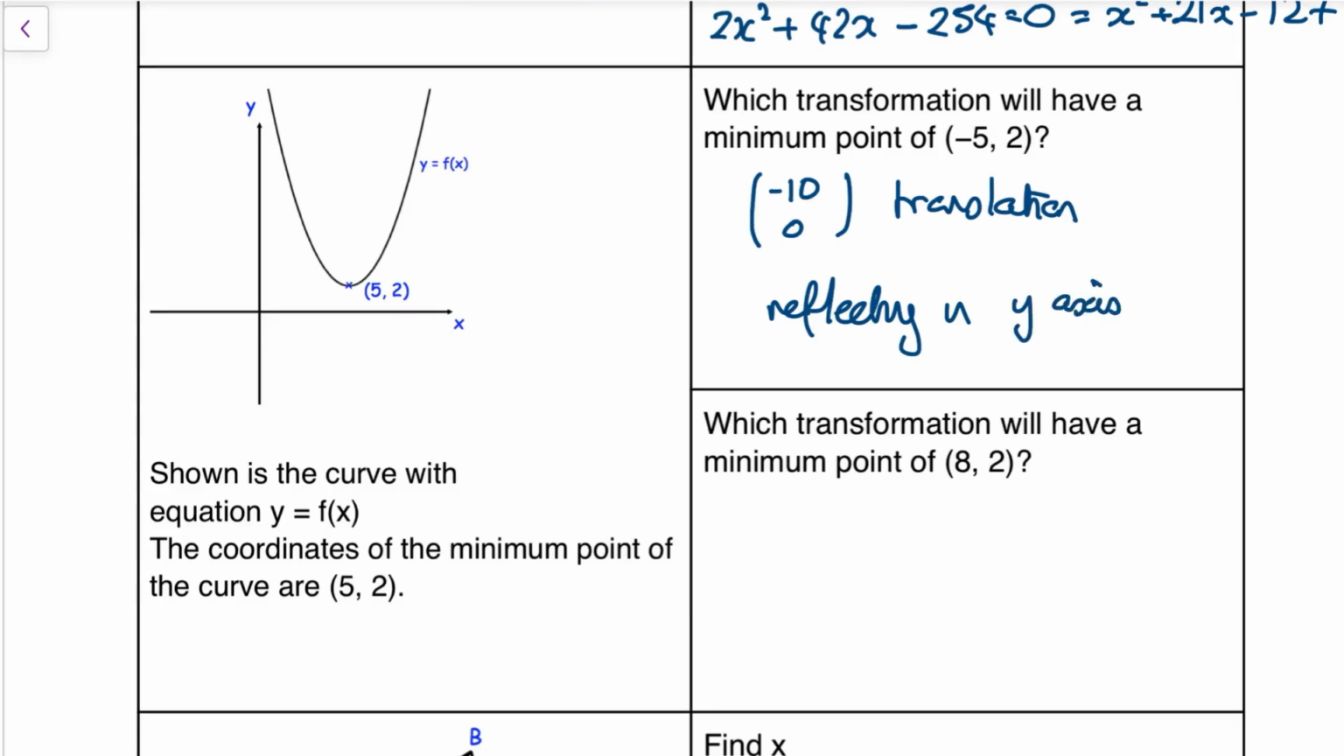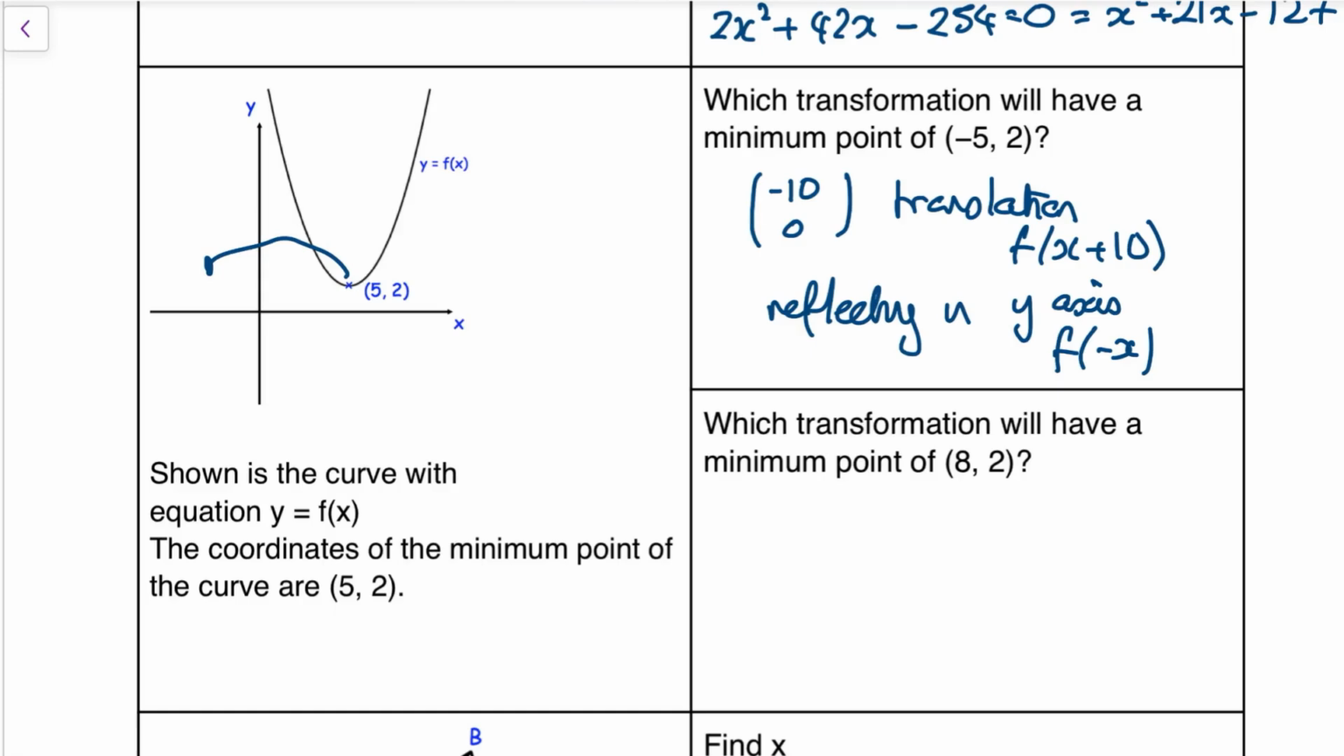Because also I'm going from minus to plus and it's reflecting. So therefore as a function, that's f of x becoming f of minus x, and this is f of x minus 10, so I'm adding 10. So either of those two are okay.